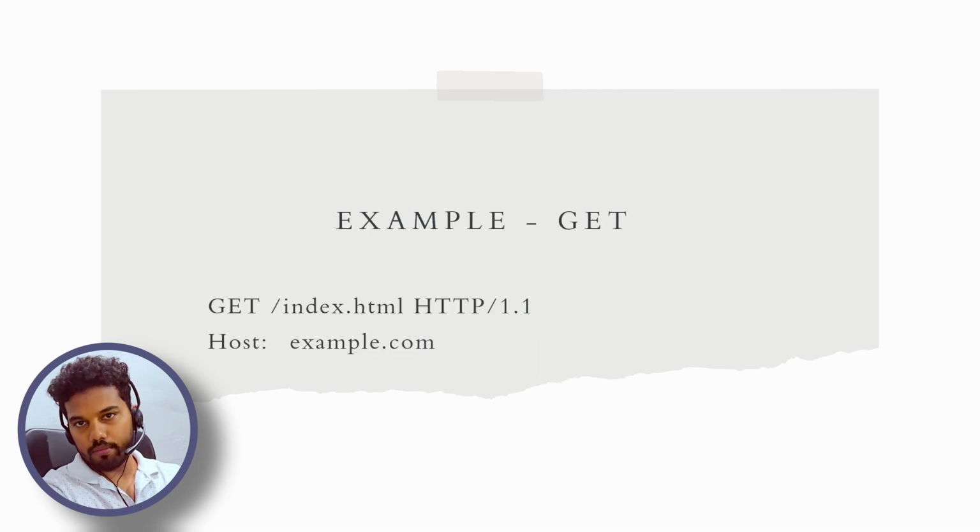So this is how an example GET request looks. You have the GET parameter, you have the directory and the file name. The slash index.html is the file name, and the slash is the directory you're getting it from, and you're specifying what type of HTTP request it is. Like HTTP, the initial RFC has 1.0, we'll be just seeing 1.1, and we'll also have the host, that is example.com, where the request is originating from. So we will have all of that here.